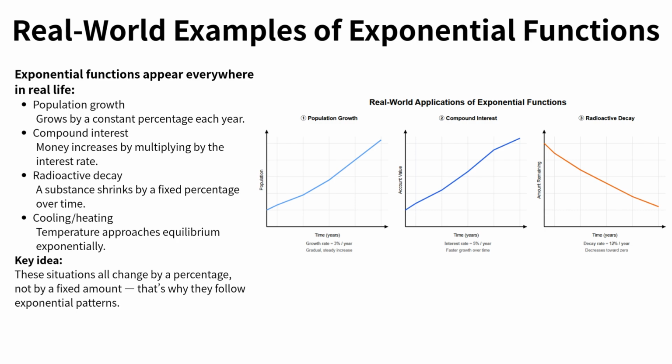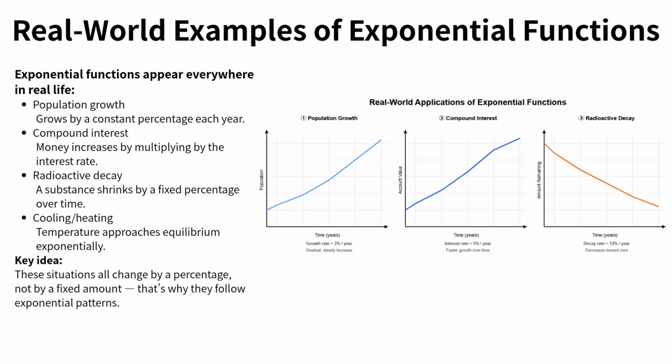A similar exponential pattern also appears in cooling and heating. An object's temperature approaches the surrounding temperature at a percentage-based rate, not at a constant speed. The key idea is this. All of these situations change by a percentage each step, which is exactly why exponential functions describe them so well.